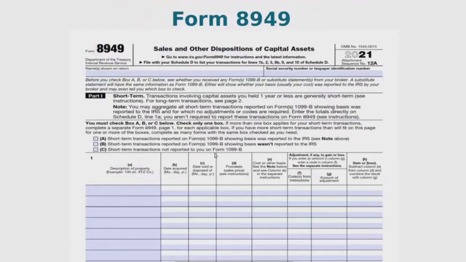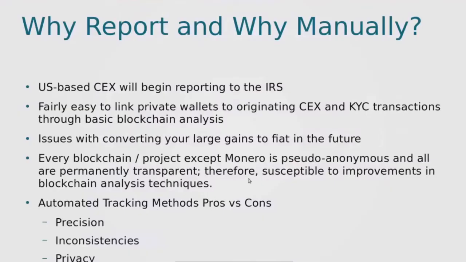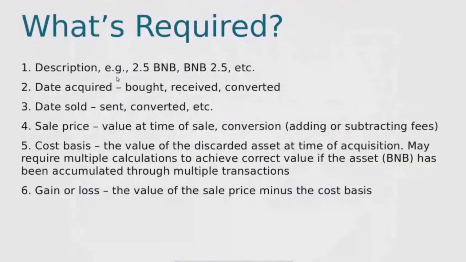This is what the form looks like. And this is what I was talking about just before. So what you have to report is the description of the asset, when you acquired it, when you sold it, and sold can mean sent, converted, swapped, whatever that might be. The sale price, so that's the value at time of sale. And you would include transaction fees in that, whether it's adding them or subtracting them.